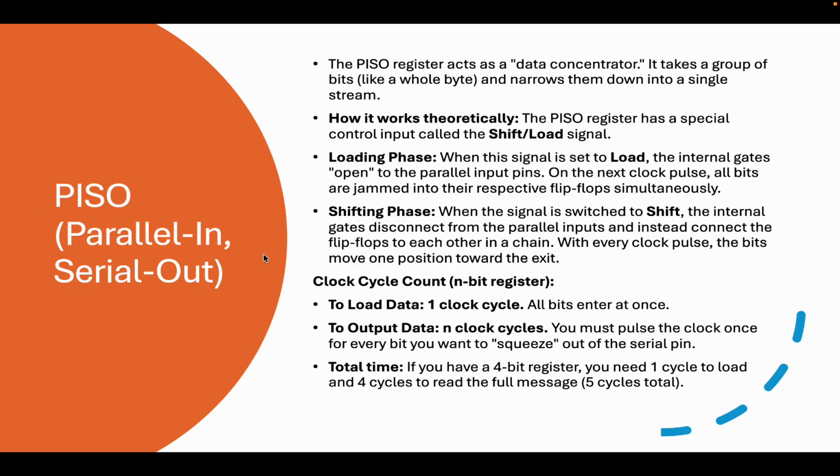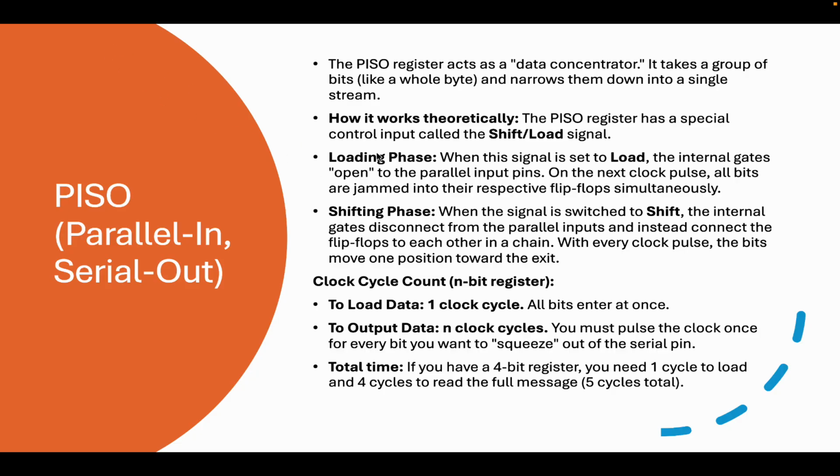Next we have parallel in serial out. Here what happens is the data enters parallelly at once, and it takes 4 clock cycles for it to serially go out, or n clock cycles, because 4 bits will require 4 clock cycles. If you have a 4-bit register, you need 1 cycle to load. Loading is giving the input, and 4 cycles to read the full message. So here it is totally 5 cycles.